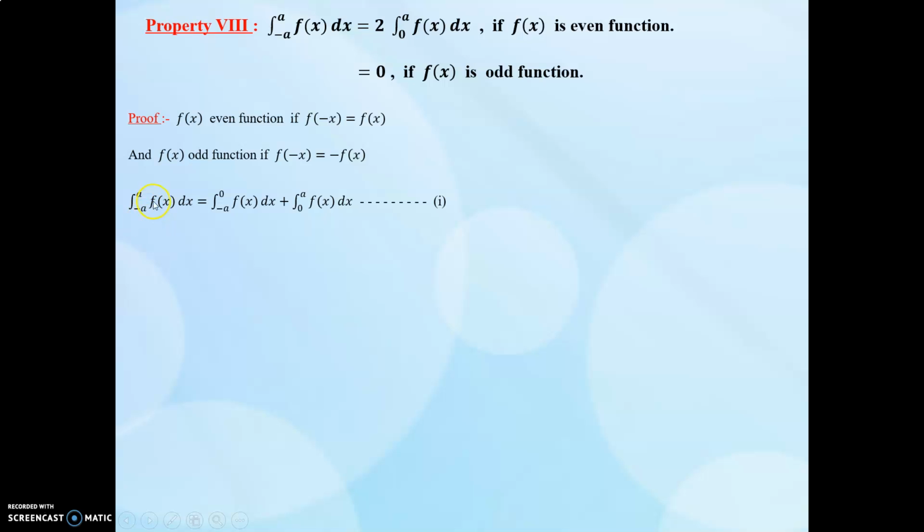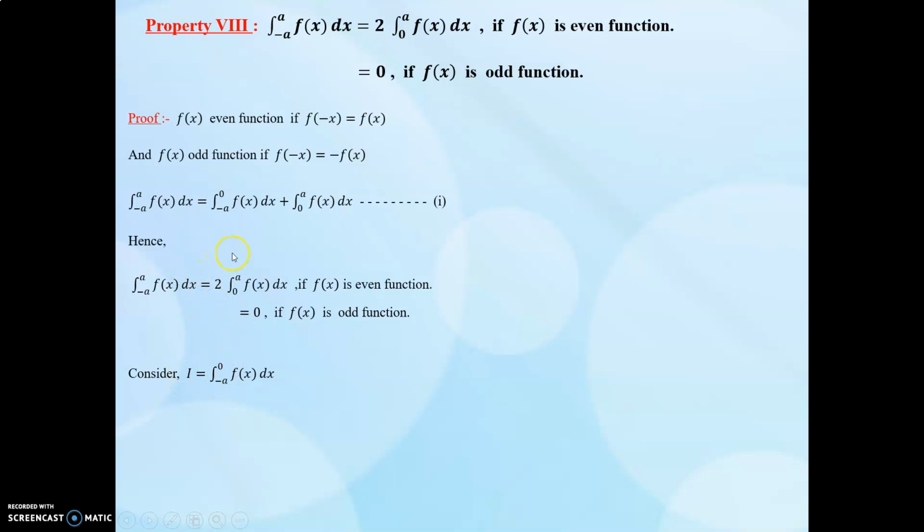So integral minus a to a f of x dx is equal to integral minus a to 0 f of x dx plus integral 0 to a f of x dx. That is equation number 1. Hence, integral minus a to a f of x dx can be written as 2 into integral 0 to a f of x dx if f of x is even function, because if it is even function, then this function will become 2 into this one. And it is 0 if f of x is odd function. So you have to prove this.